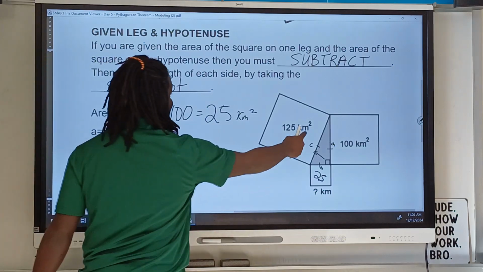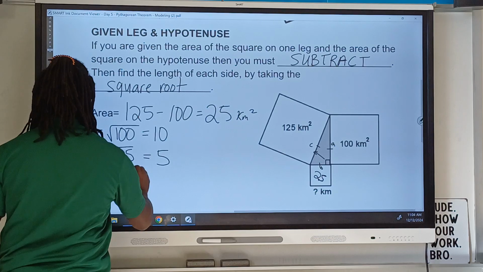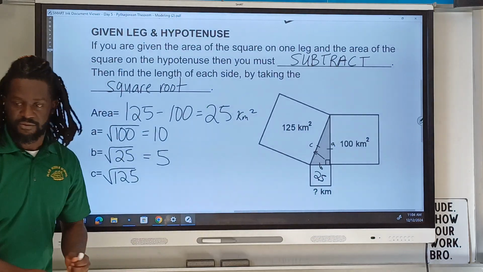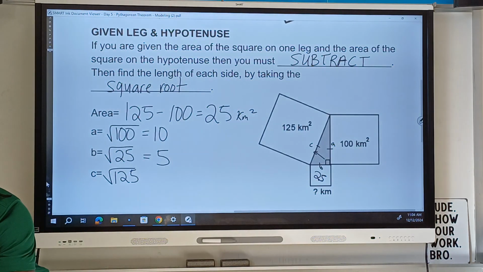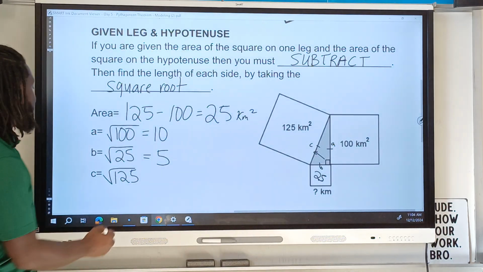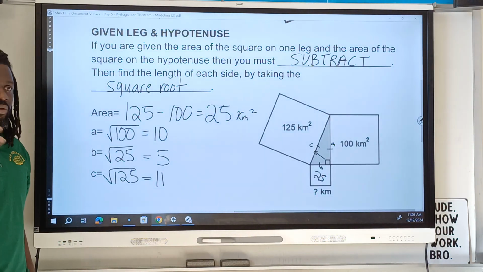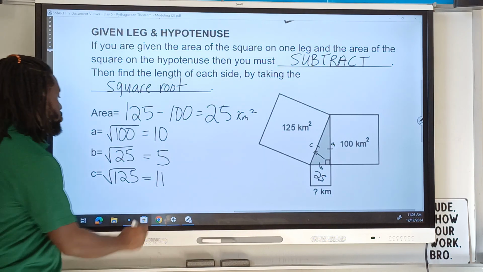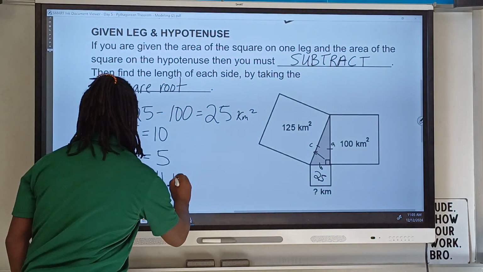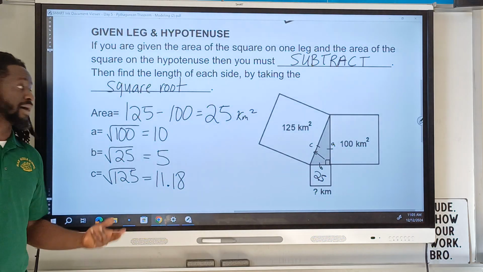And then to find the length of the hypotenuse, I'm going to find the square root of 125. The square root of 125 is a decimal, and when you get a decimal, it doesn't mean your answer is wrong. You're going to get more decimals when you're doing this. It is 11.18. All right? And so that is my answer.